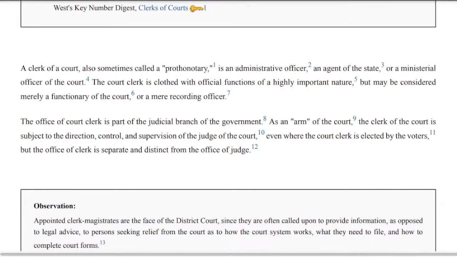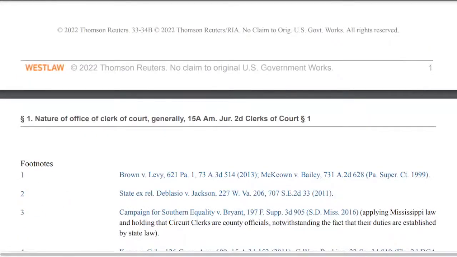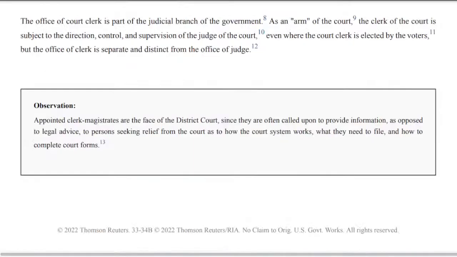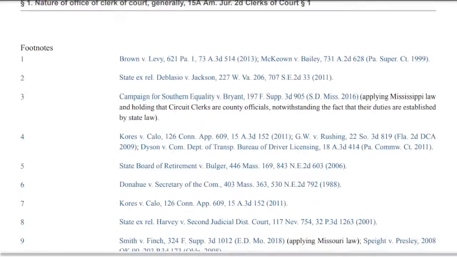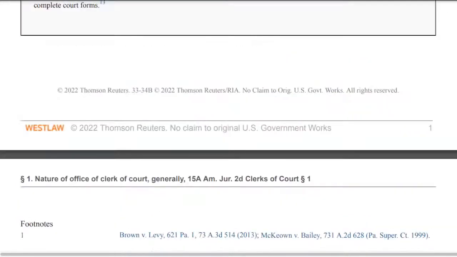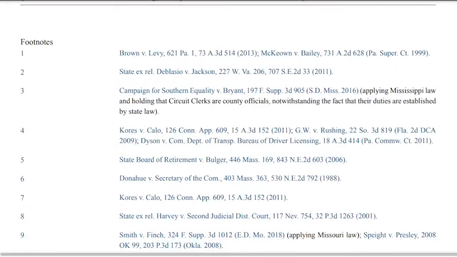So we have here the prothonotary, and that's Brown versus Levy, and that's 1999, Pennsylvania Superior Court. And then we have administrative officers, footnote 2, and that's State versus Jackson, West Virginia, 2011. Wow. Agent of the State, number 3, and that's Campaign for Southern Equality versus Bryant, and that's in Southern District of Mississippi.